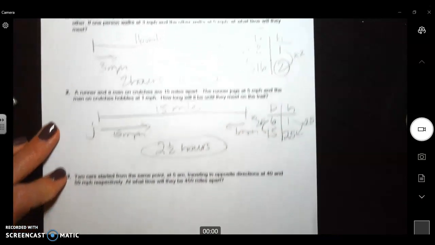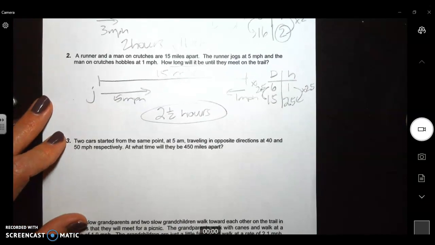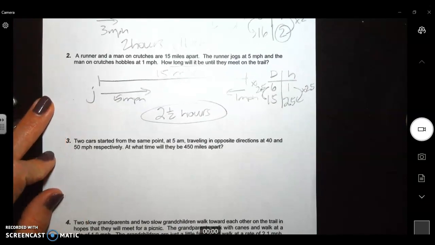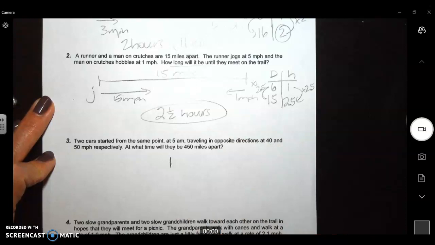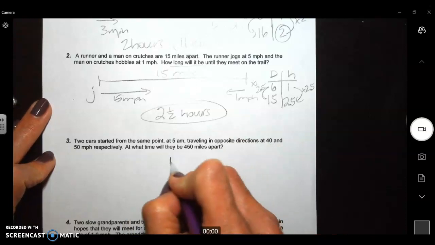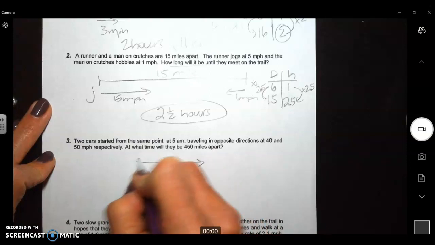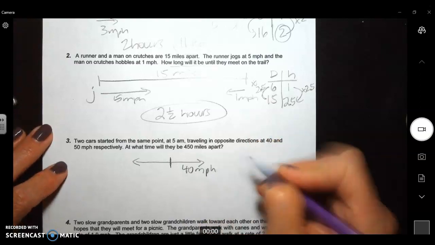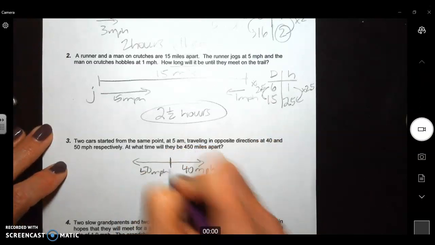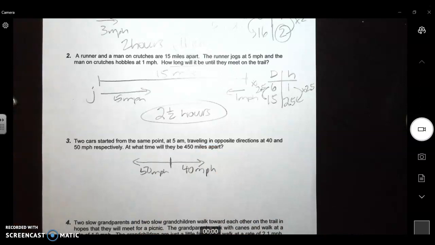Number 3, 2 cars started from the same point at 5 a.m., traveling in opposite directions at 40 and 50 miles per hour respectively. At what time will they be 450 miles apart? So I'm going to say, here's where they start. One person is taking one car and going 40 miles per hour, and the other car is at 50 miles per hour. And they're going 2 different directions. So at what time will they be 450 miles apart?